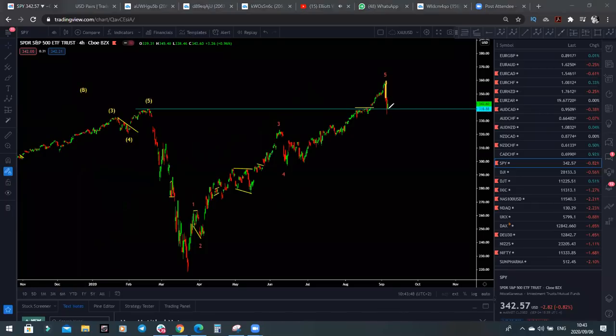So we want to get a deeper pullback to at least the 38% of the whole move before we resume higher. So let's see if we're going to get that. We've made an impulsive move here. Let's see what structure we're going to get here.